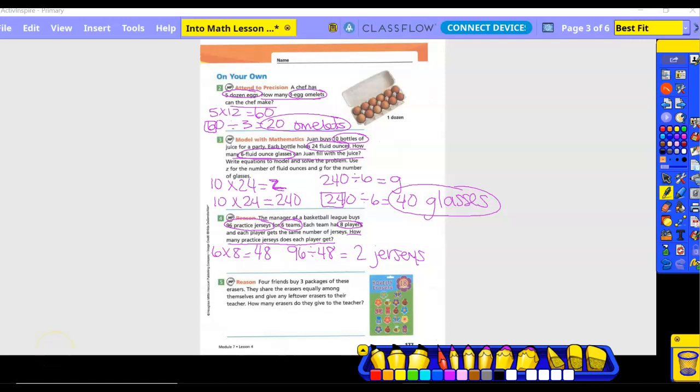Number 5, 4 friends buy 3 packages of these erasers. They share their erasers equally among themselves and give any leftover erasers to their teacher. How many erasers do they give to their teacher?